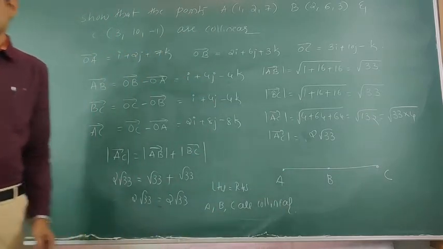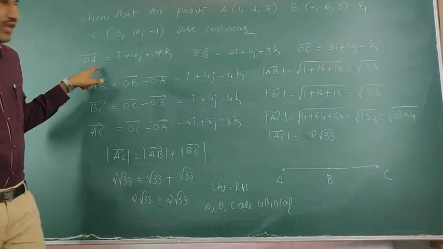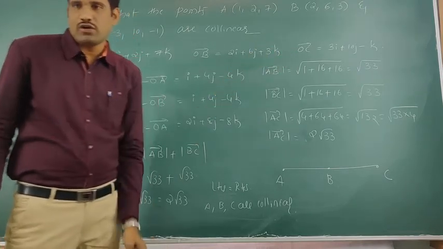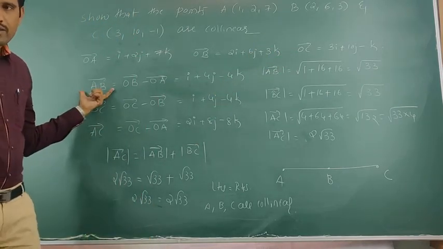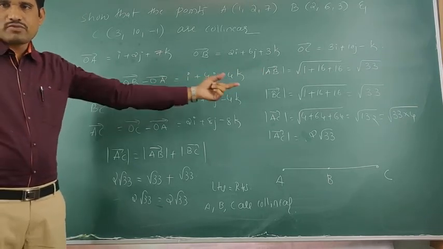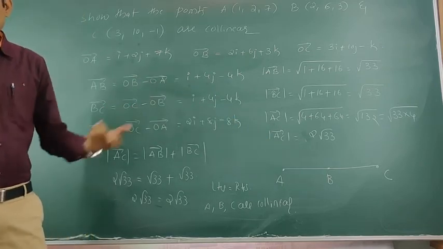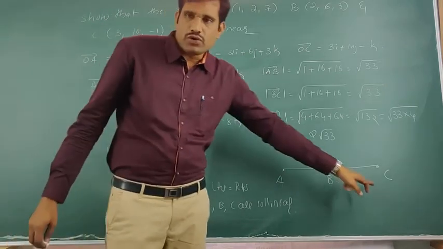Is it clear, students? Is it clear? So 3 points are given. First find the position vector of A, then B, then C. First find vector AB, then find its magnitude. Then find vector BC and its magnitude. Then vector AC and its magnitude. The one with more magnitude corresponds to the end points.